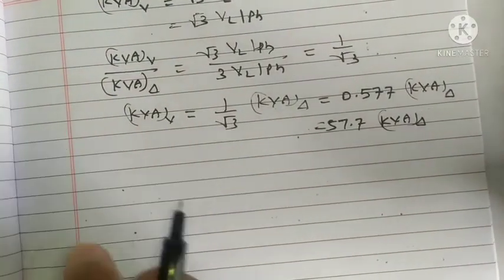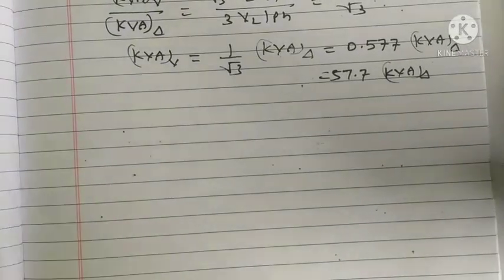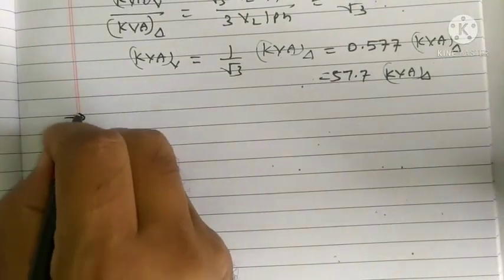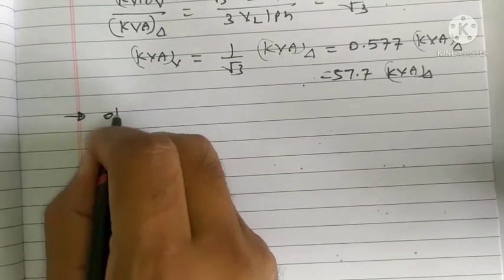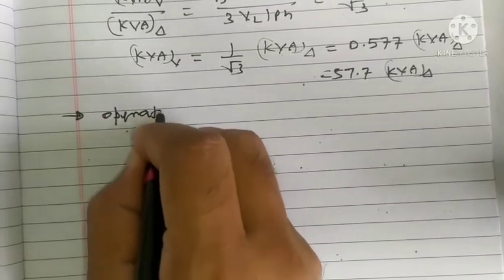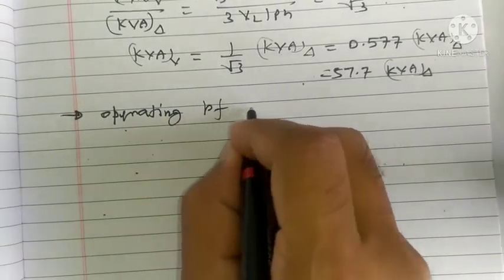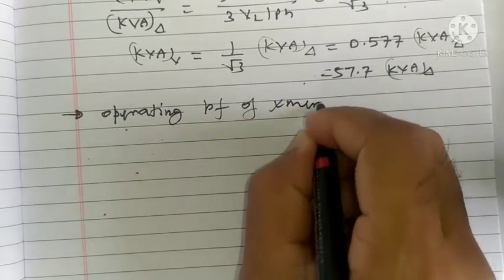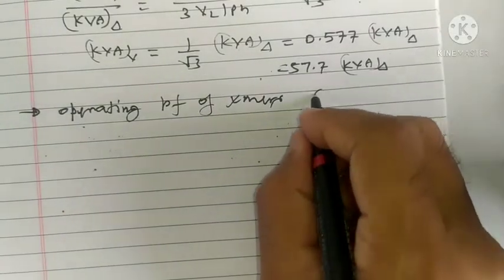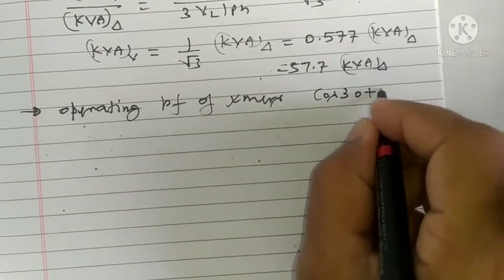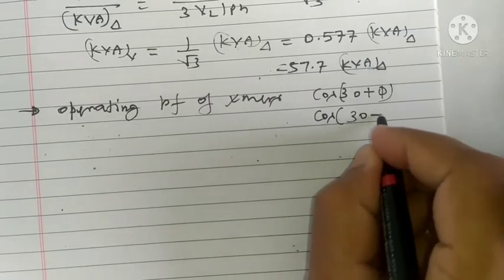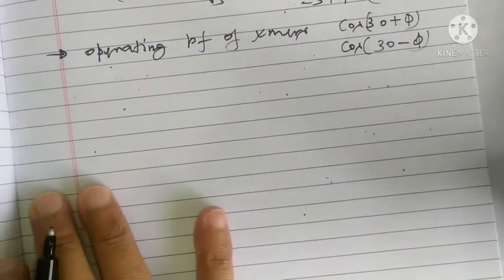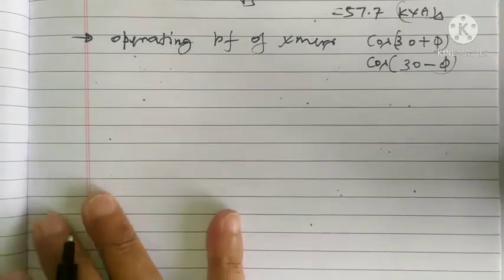Along with this, with the phasor, that is not required here, the operating power factors of the transformers are different. The operating power factor of the transformers will be cos(30 plus phi) for one transformer, and for the second transformer it will be cos(30 minus phi), right? So this is what the V connection is.